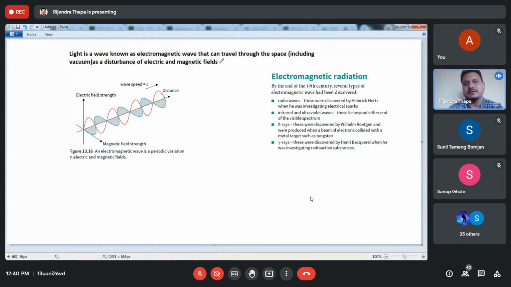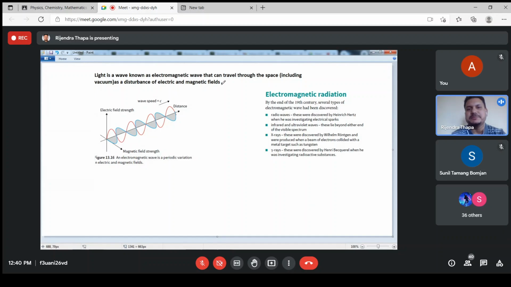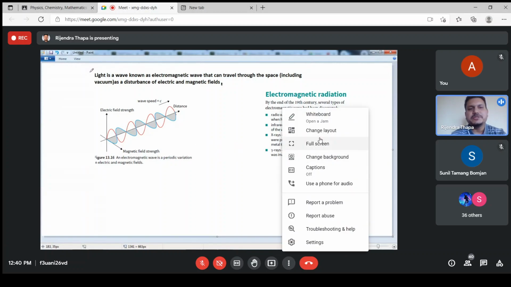For one-third of our lecture, we'll try to understand what we actually mean by light. This is one of the objectives to understand, though superficially. We won't go in depth, but we'll try to understand what light is as the first objective of today's lecture.